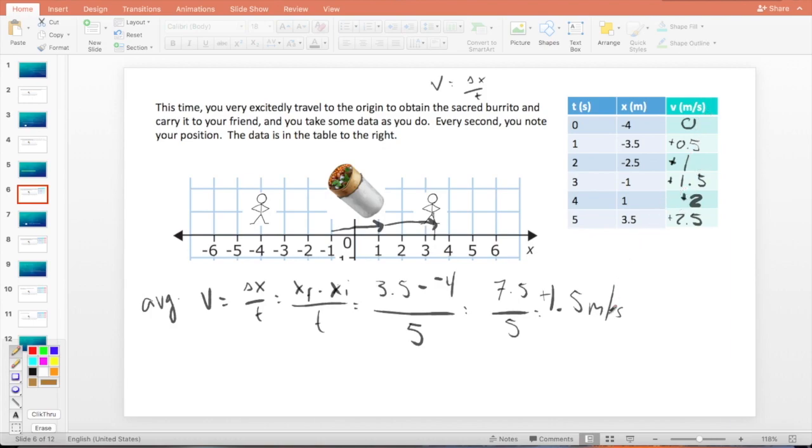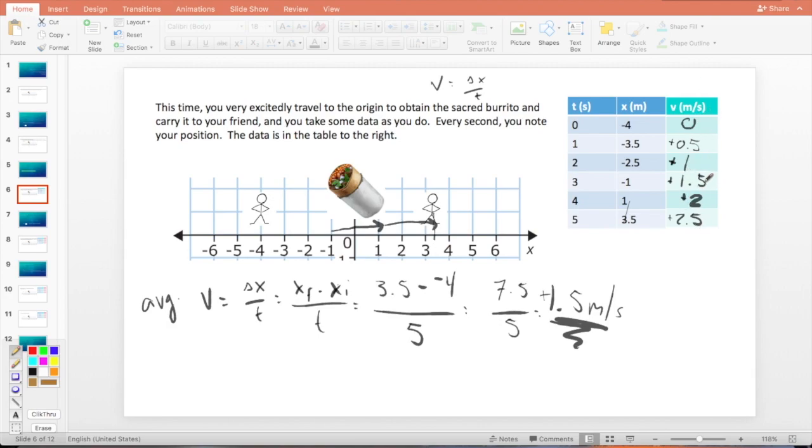You did not travel 1.5 meters per second the whole way. That's just your average overall, going from your initial to your final position and the overall time. But you had different instantaneous velocities the whole way. Now that's very curious. And if we look at this data, you'll see that it looks like you were very steadily getting faster and faster.